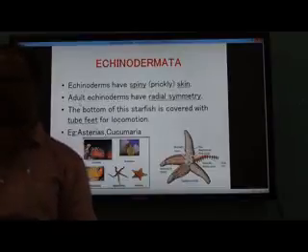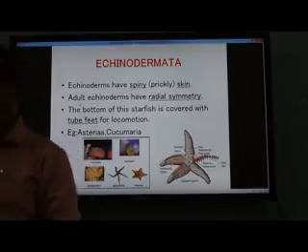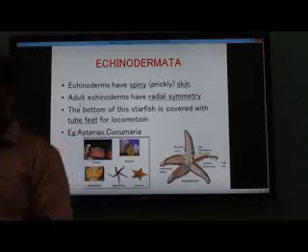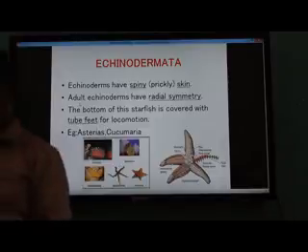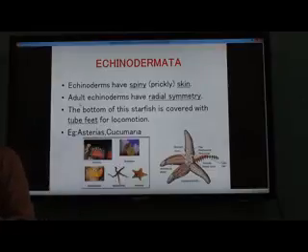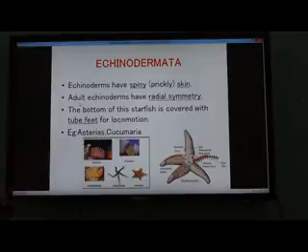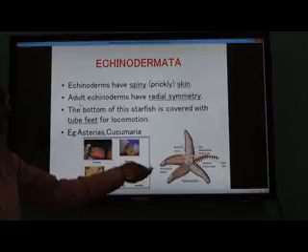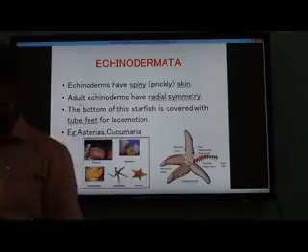Now the last invertebrate phylum is Echinodermata. Echinoderms have spiny, prickly skin. The adult echinoderms have radial symmetry, but in the larval stage they have bilateral symmetry. The bottom of the starfish is covered with tube feet for locomotion. Examples: sea urchin, sea cucumber, starfish; Echinus, Antedon, then Asterias. The best example is the starfish, with radial symmetry, that too pentaradial. Clear now?